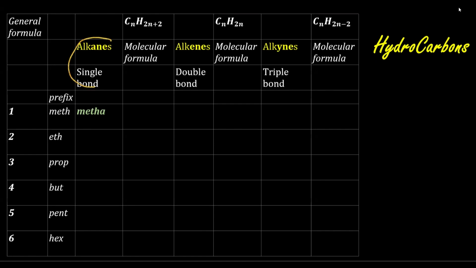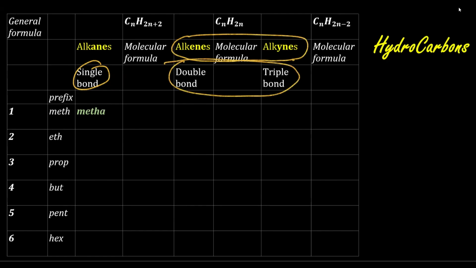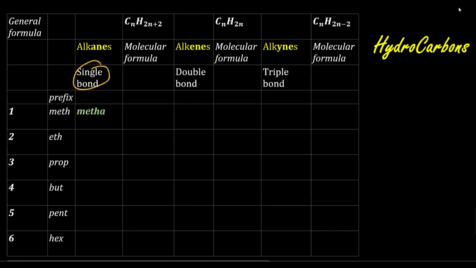Those hydrocarbons which have a single bond between carbon-carbon atoms are saturated hydrocarbons, and those which have a double or triple bond between carbon-carbon atoms are called unsaturated hydrocarbons. Further, those having a double bond between carbon-carbon atoms are called alkenes, and the ones having a triple bond between carbon-carbon atoms are called alkynes.